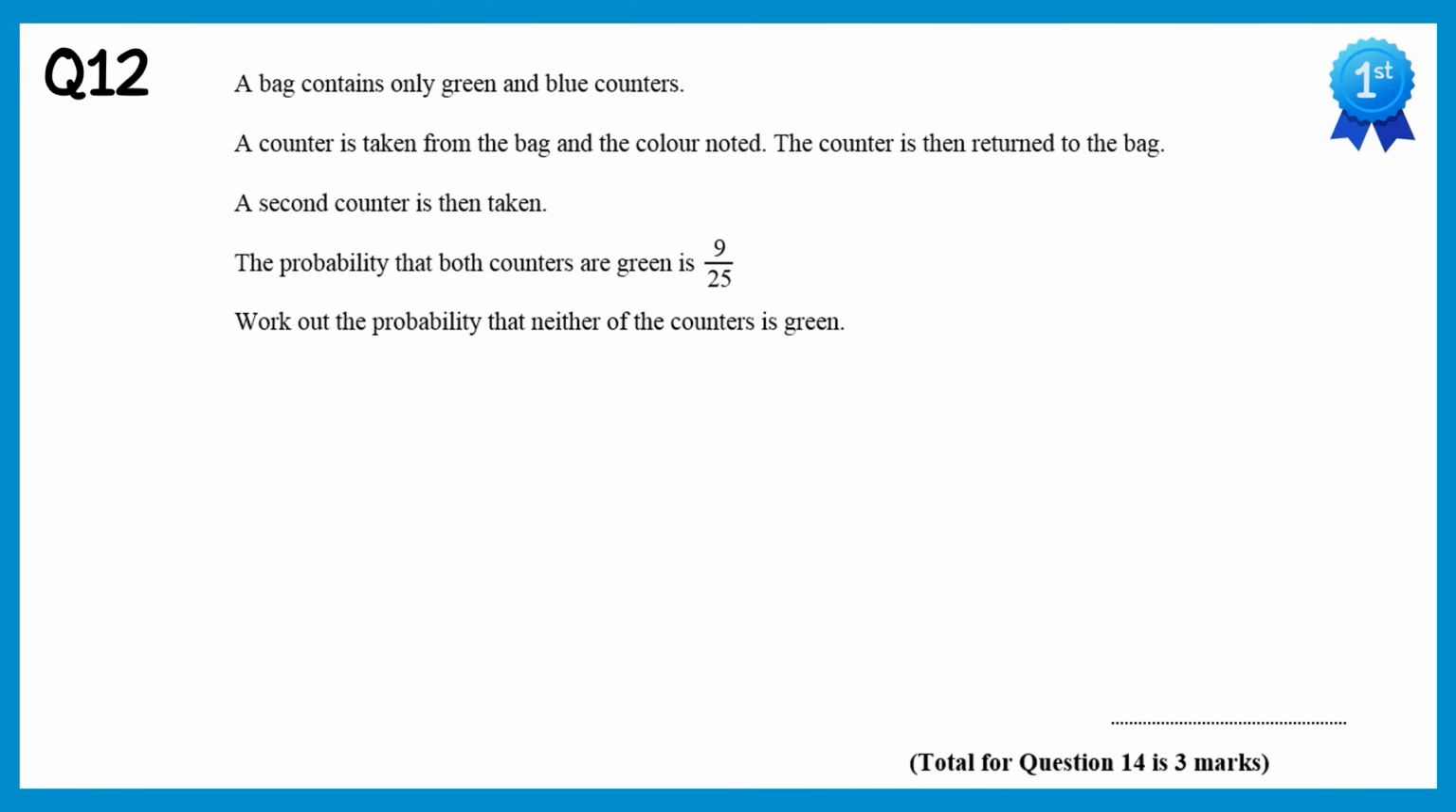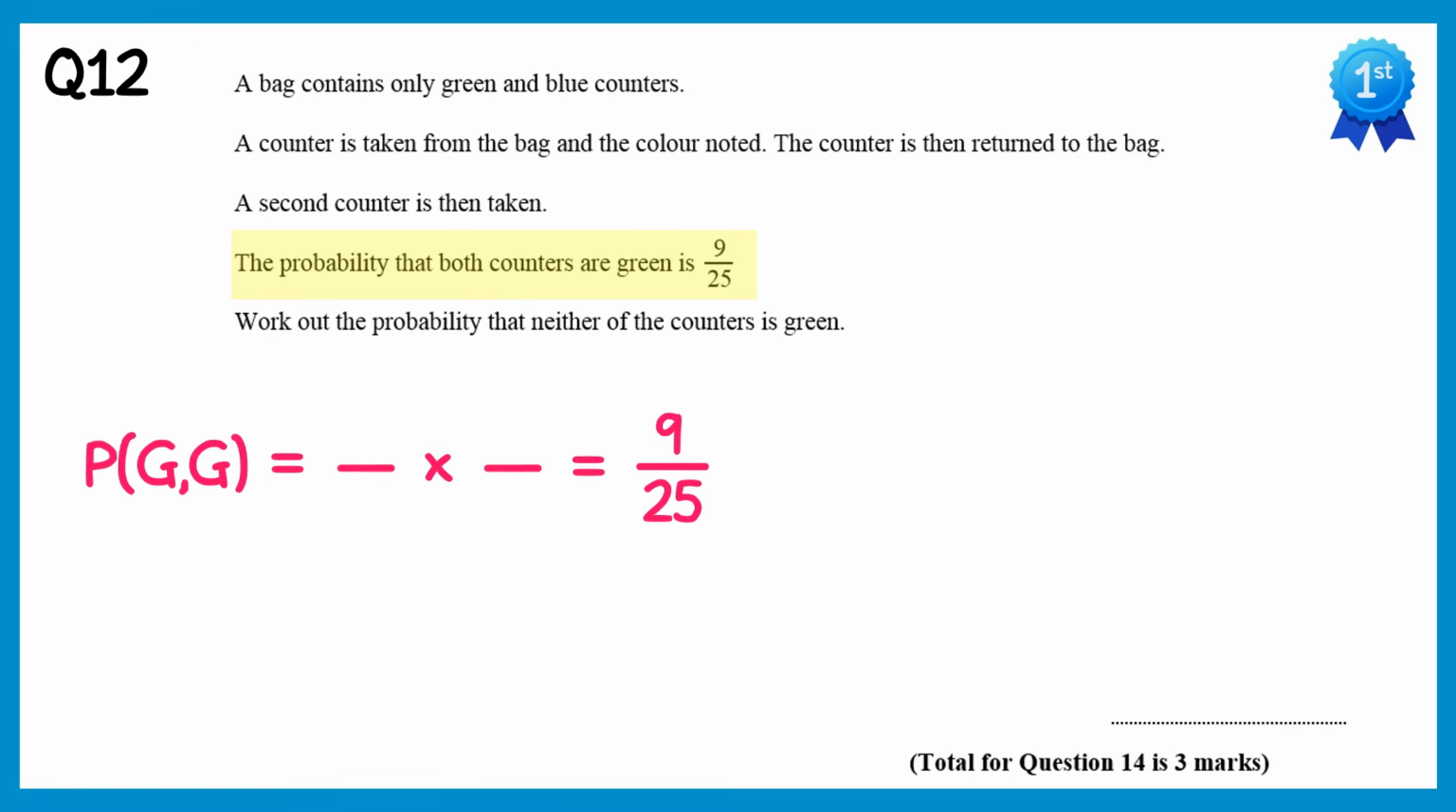In this question, we're told the probability that both counters are green is 9 over 25. Imagine we didn't know this, and we were trying to find the probability that both were green. We'd write probability of green followed by green, and then do the probability of green on the first go, times that by green on the second go. And we know this gives 9 over 25.